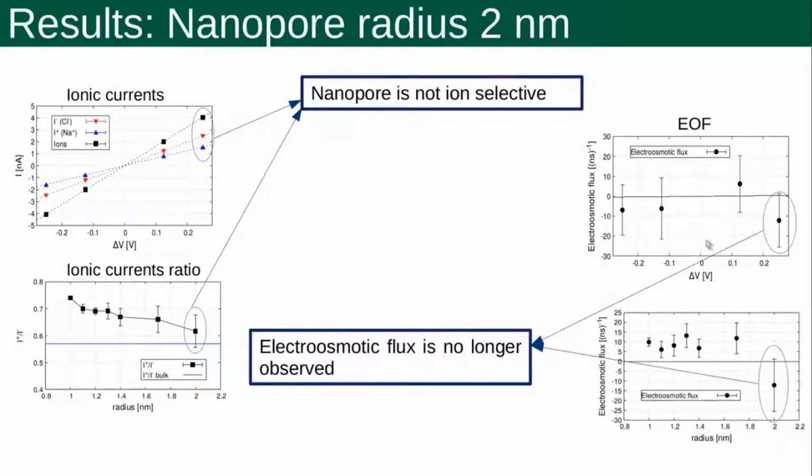If we look at the fit line of the electroosmotic flux, we can see how the line lies on zero value, and also zero is always inside the error bar. If we compare this with the value of the ionic current ratio, that is the ratio between cationic and anionic current, we can say that the pore is not ion selective, and then electroosmotic flow is zero.